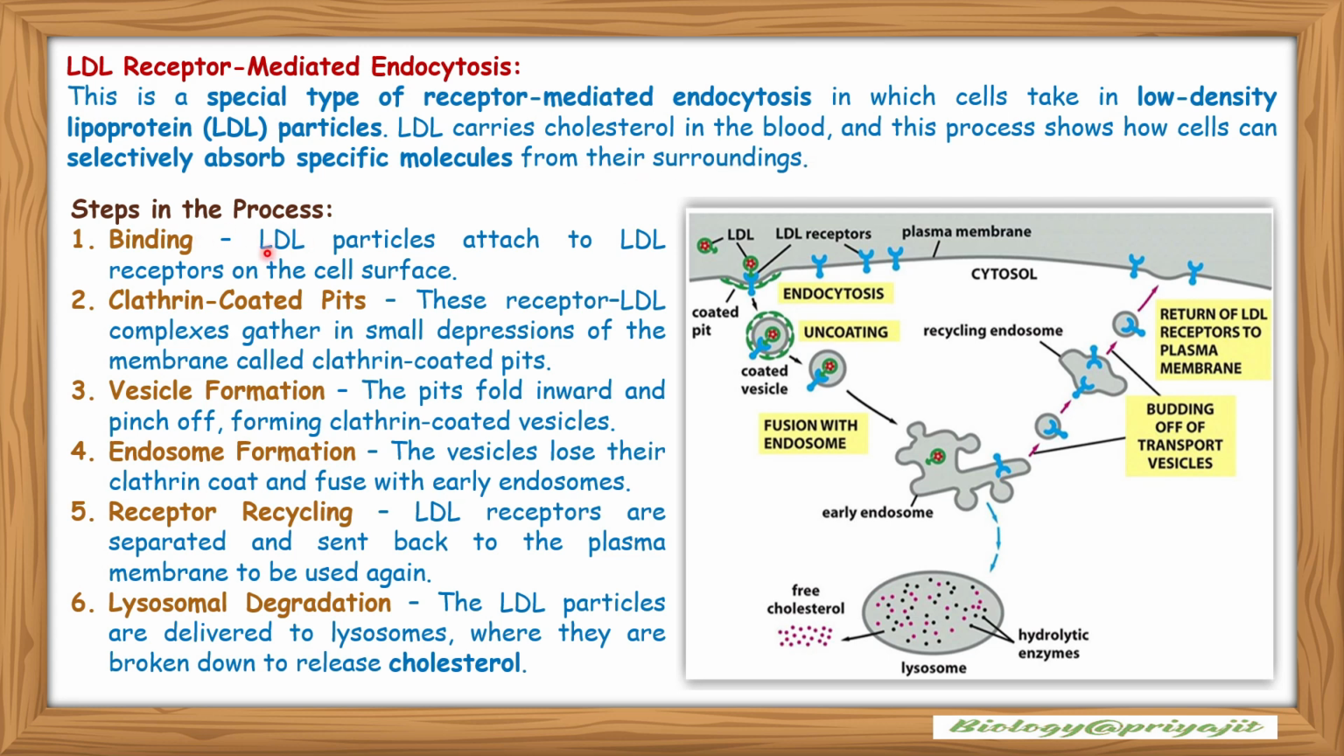Steps in the process. The first one is binding. LDL particles attach to LDL receptors on the cell surface. Then clathrin-coated pits. These receptor-LDL complexes gather in small depressions of the membrane called clathrin-coated pits. The pits fold inward and pinch off, forming a clathrin-coated vesicle.